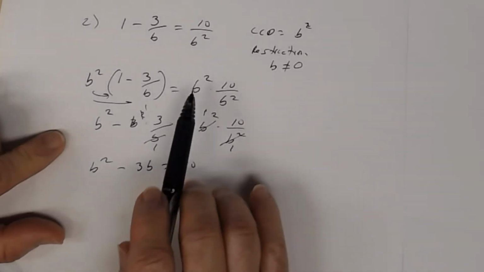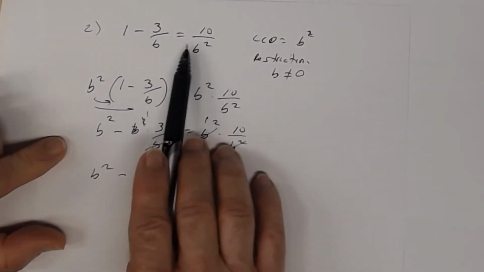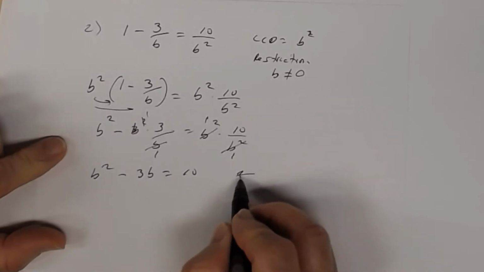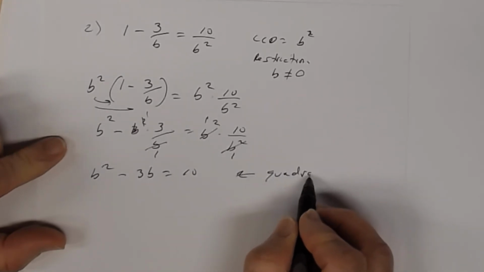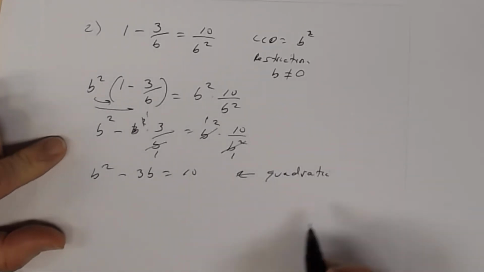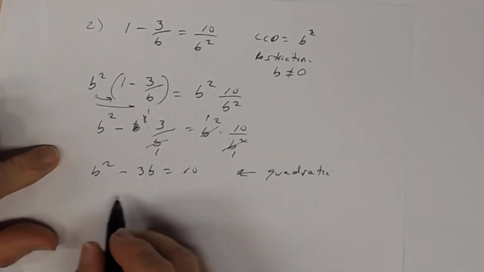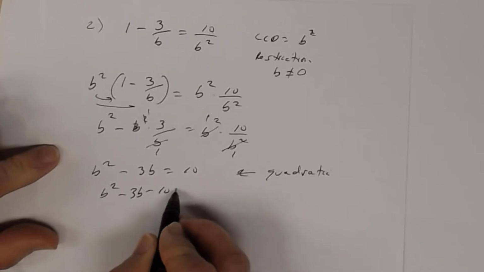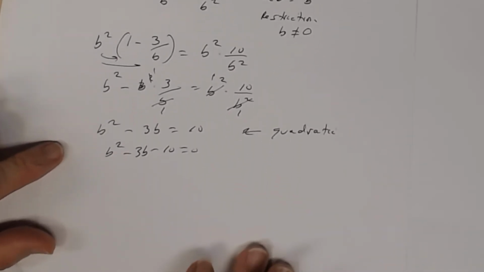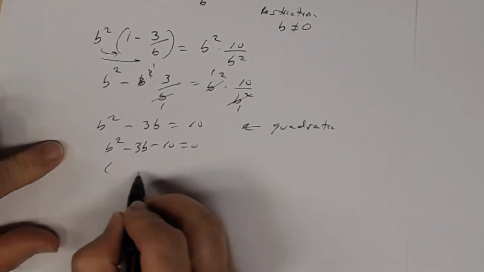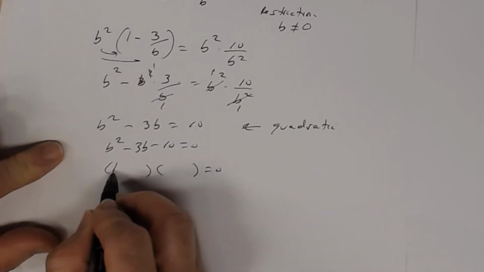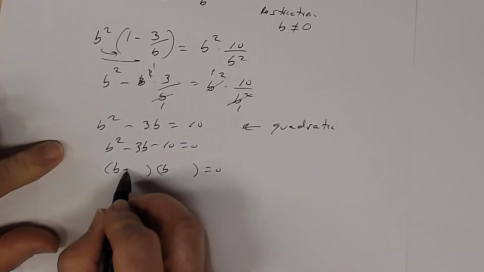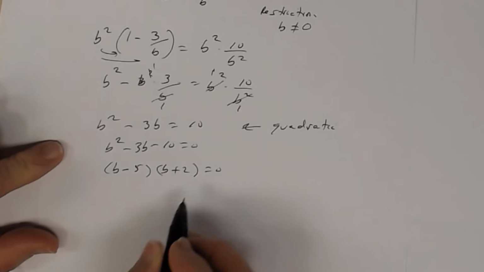So notice I went from a rational equation this time to a quadratic equation. All right, that's a quadratic equation. So let's go ahead and solve this quadratic equation, put it in standard form. And so you get b squared minus 3b minus 10 equals 0. And then we're going to factor this. So I get b, that's going to be minus 5, plus 2.